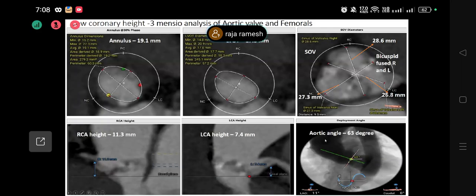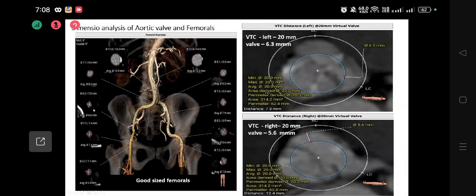And here I am introducing one more term called the aortic angle. That is the angle between the aortic root and the horizontal line across the heart. This is called the aortic root angle. If the aortic root angle is anything greater than 45, it is called a horizontal aorta. Implanting a transcatheter heart valve in a horizontal aorta is challenging because of navigating the transcatheter valve system. And the femorals are okay: 6.7, 7.1. I told you anything greater than 6 is good.